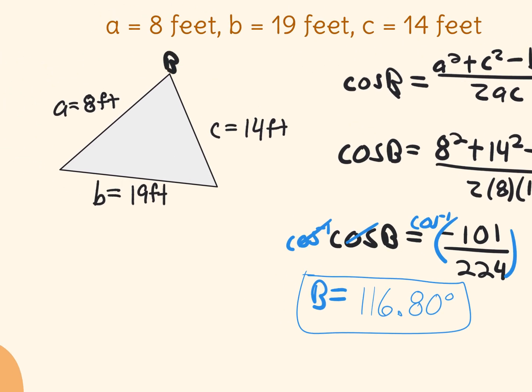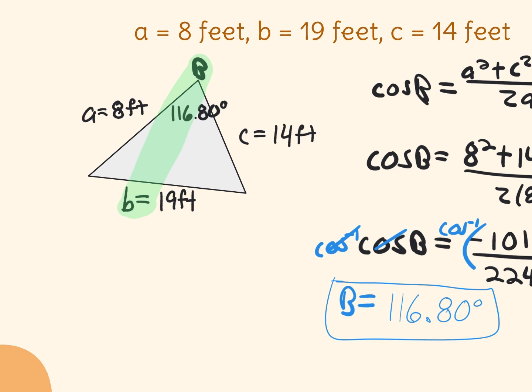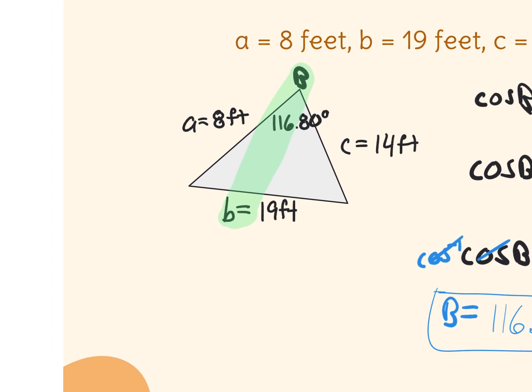So let's fill this in. I know that this is b, and this is going to be 116.8. All right, what do we have now? Do we see that there's a matching pair? I have b and b. So that means we can use now what instead? Law of sines, right? Now that you have a matching pair, let's use law of sines.